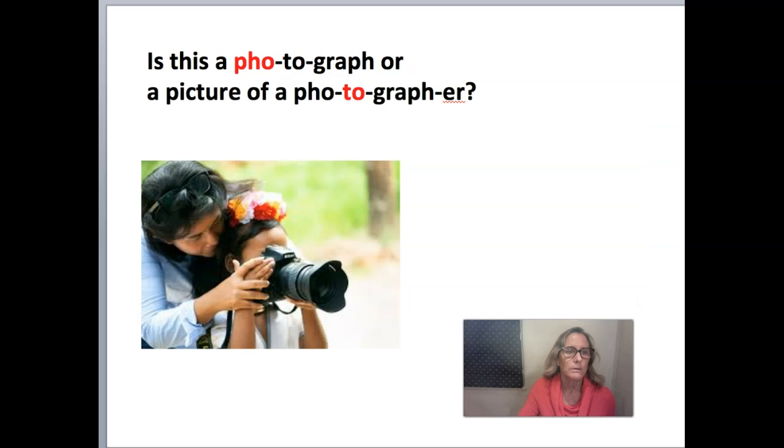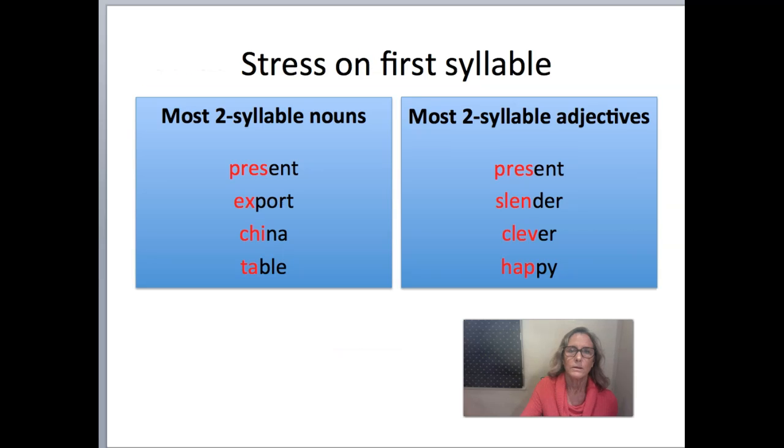Here's an example. Is this a photograph or is this a picture of a photographer? Photograph, photographer. Hear the difference? So let's get to the rules. The stress is on the first syllable in most two-syllable nouns and most two-syllable adjectives. Let's say these words together.